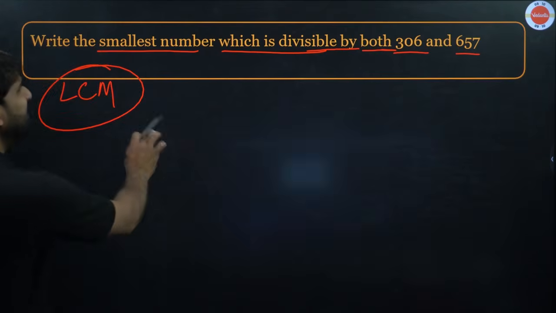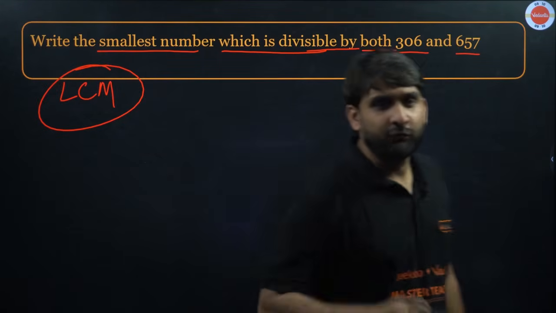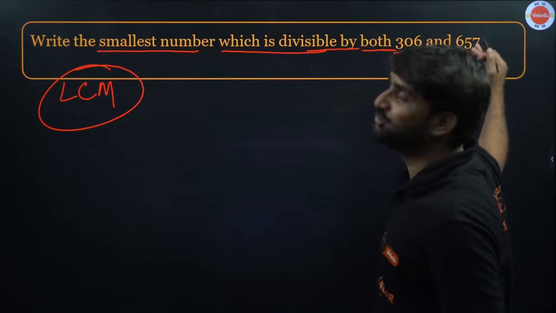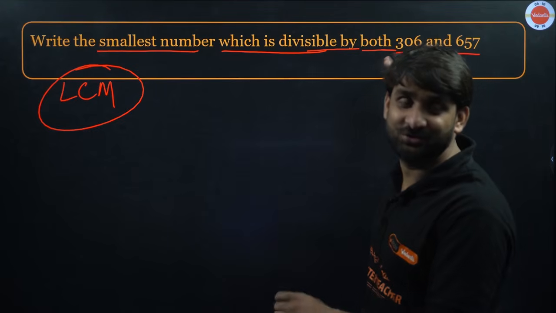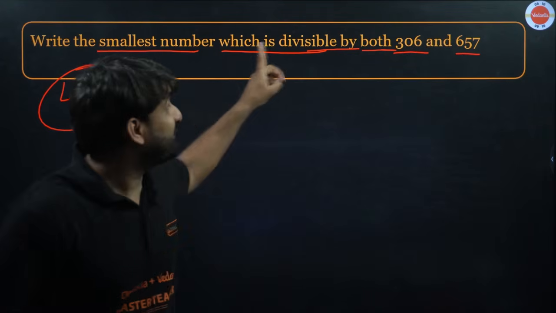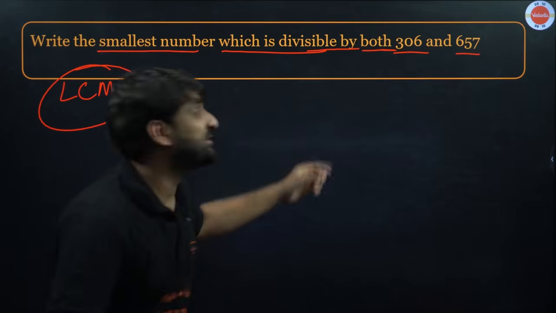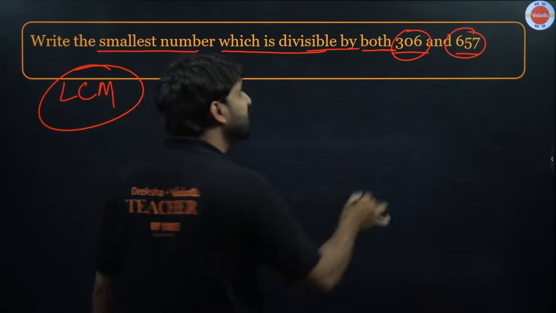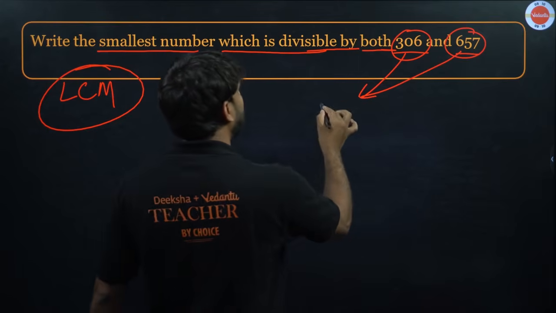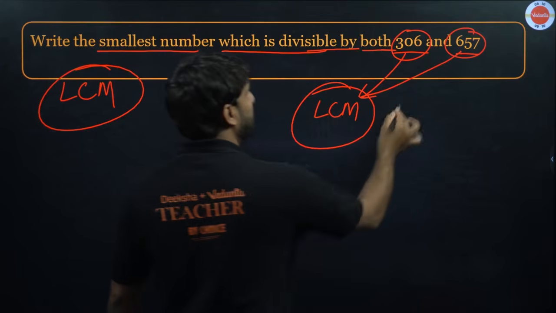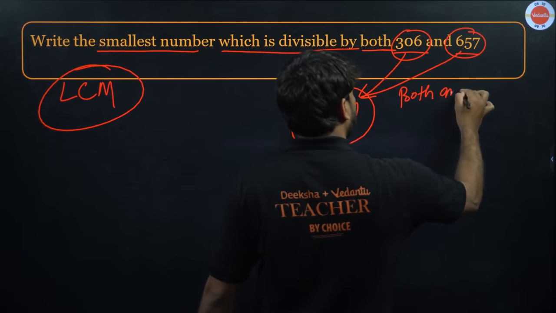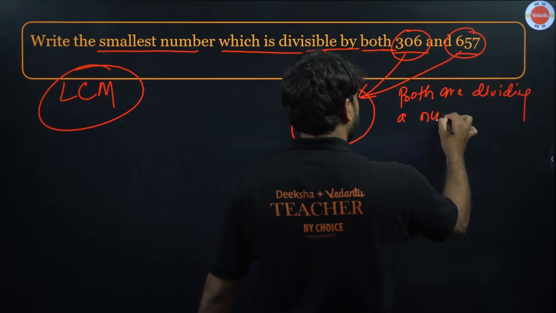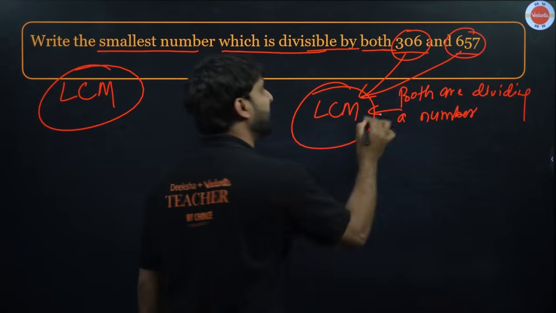Okay, let's imagine if this question would be like, find the smallest number which can divide these two. So that will be HCF. But here the question is, find the smallest number which is divisible by these two. It means these two numbers are dividing something. Both are dividing a number. It means we are finding here LCM.